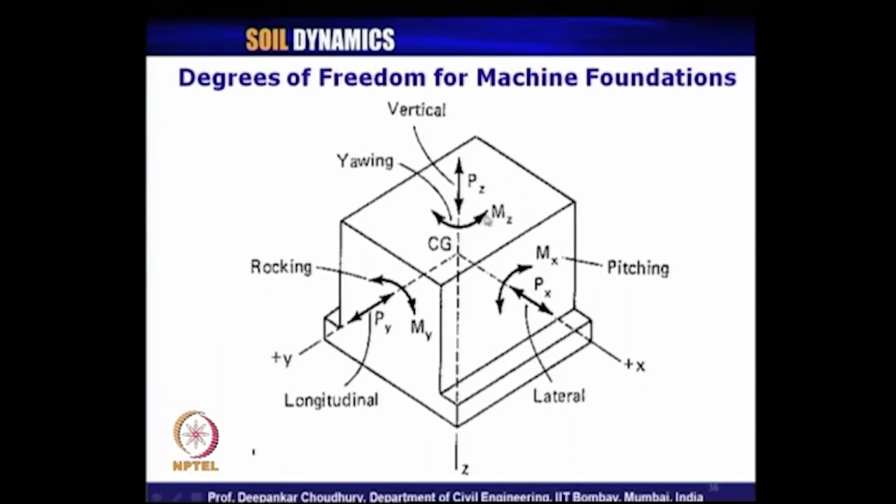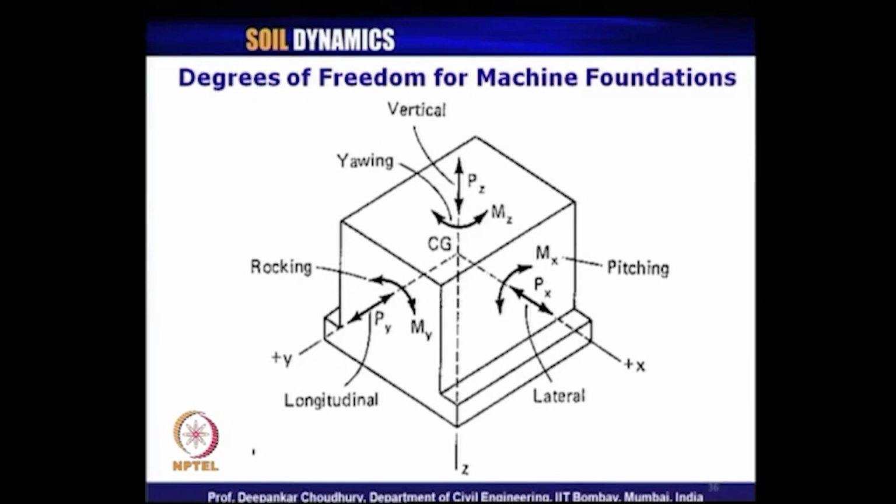And when the block is subjected to a dynamic load like this, Mz, in that case it is called yawing mode of vibration. So, 3 rotational modes of vibration for any machine foundation are pitching, rocking and yawing.